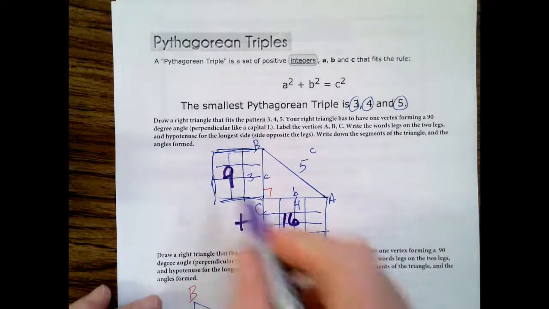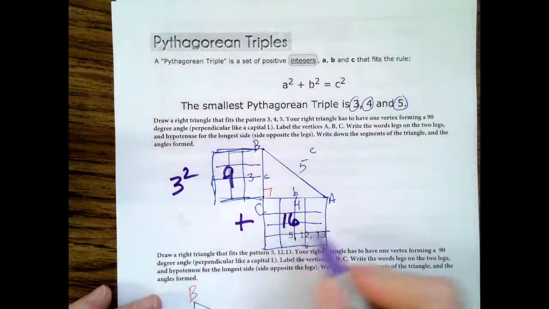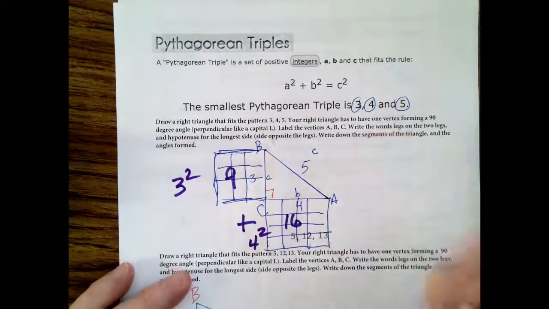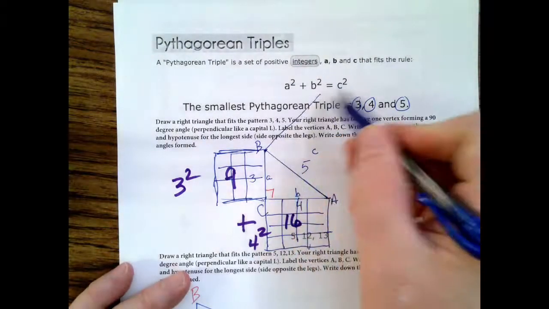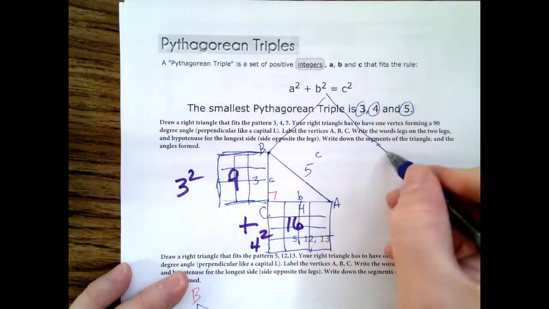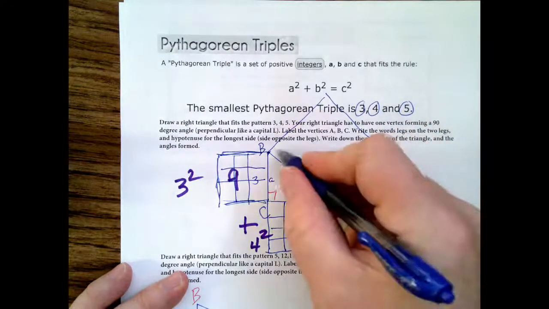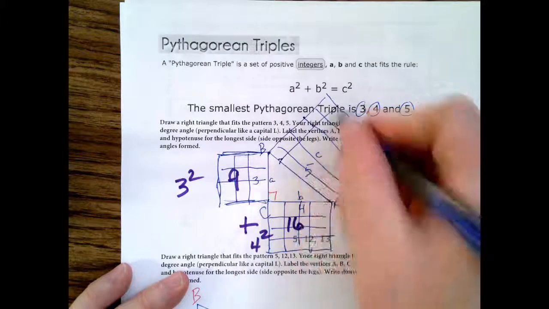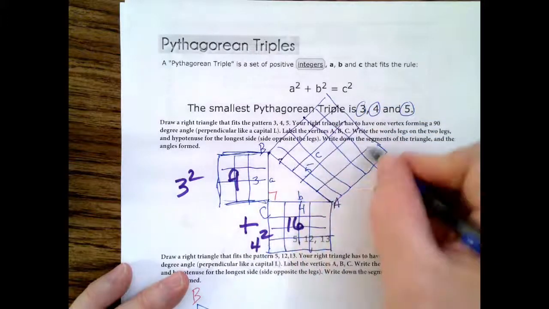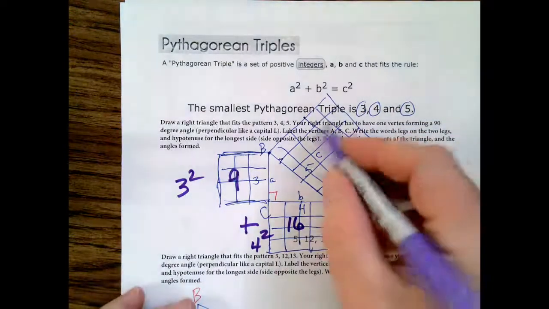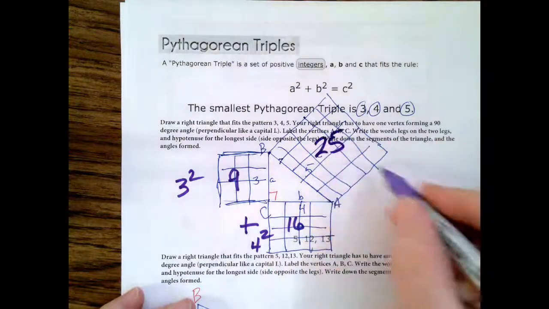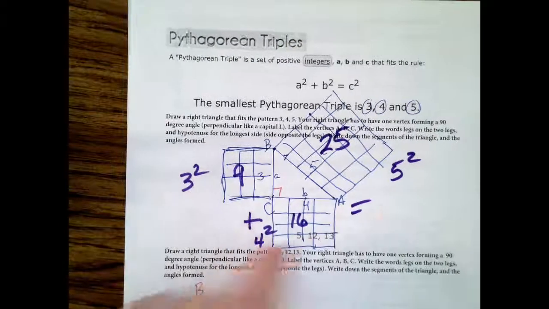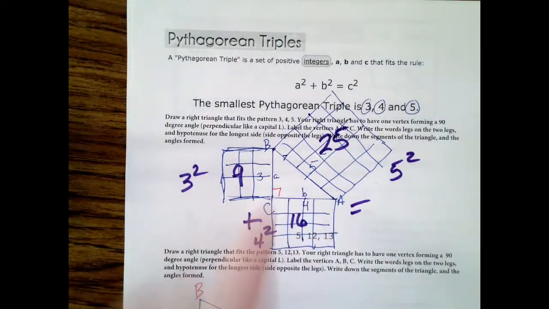So if I add 3 squared plus 4 squared, it adds up to, I'm just going to draw this right out here, a nice big square, 5 by 5, 1, 2, 3, 4, 1, 2, 3, 4. This square is 25. It's 5 by 5, 5 squared. So we've just proven that 3 squared plus 4 squared equals 5 squared if it's a right triangle.